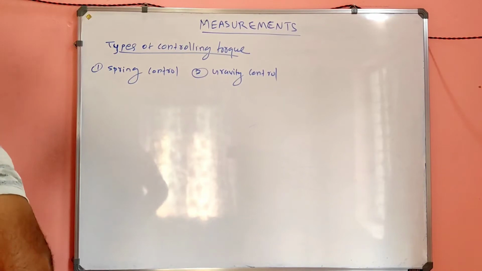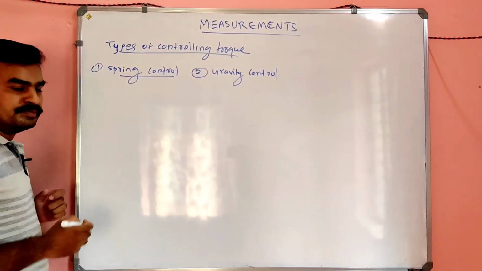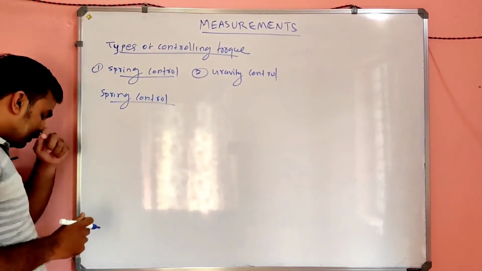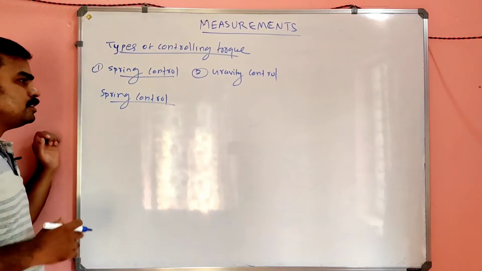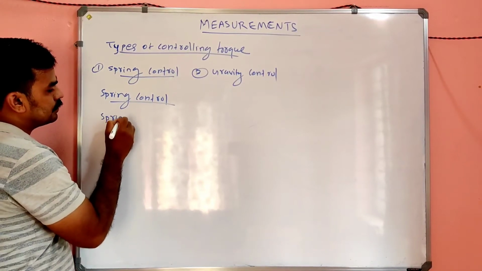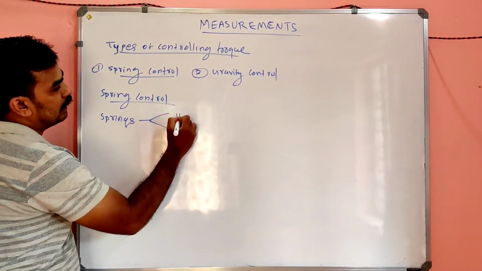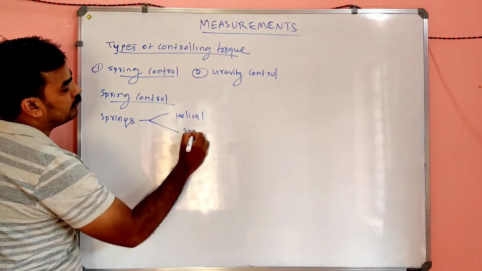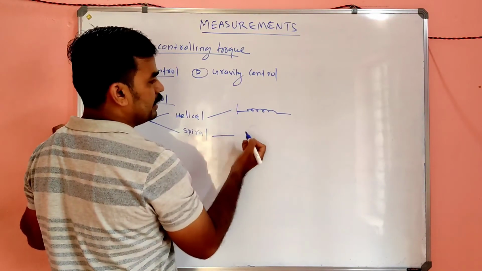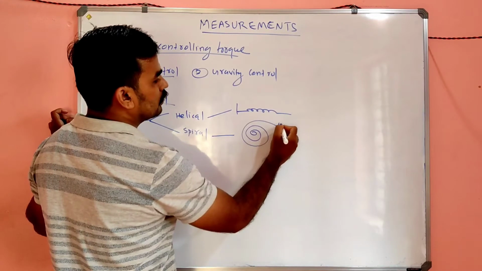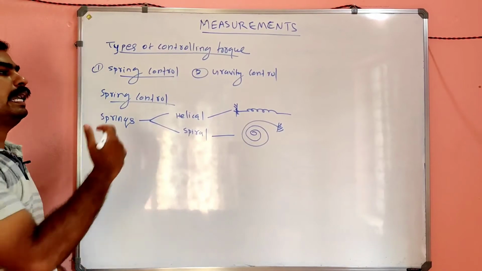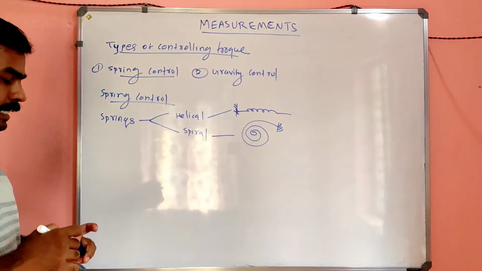Okay, so what is meant by spring control? Let's see spring control first. This is the controlling torque now. In spring control, there are two types of springs you can use: helical type or spiral type. Helical means this is the case, and spiral means this is the case. Any of these springs can be used for control purposes.